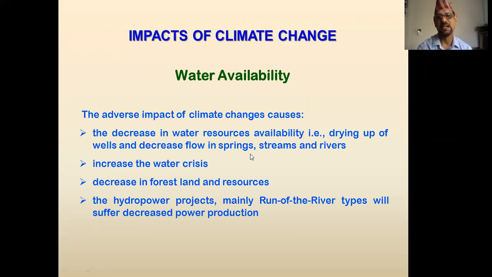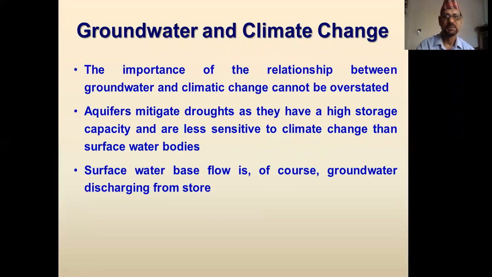That decreased surface water availability during the low flow period will reduce the irrigable land, because the system that we have designed for the present flow will not meet the same situation in the future. That means less command area will be irrigated by the system that we have now. The hydropower projects will also be threatened, because they will not be able to produce power as per the installed capacity.